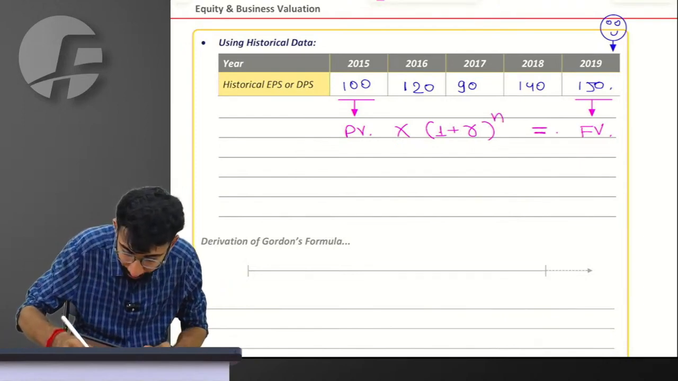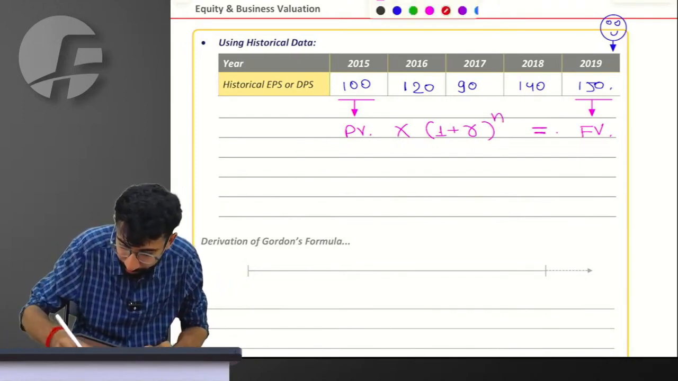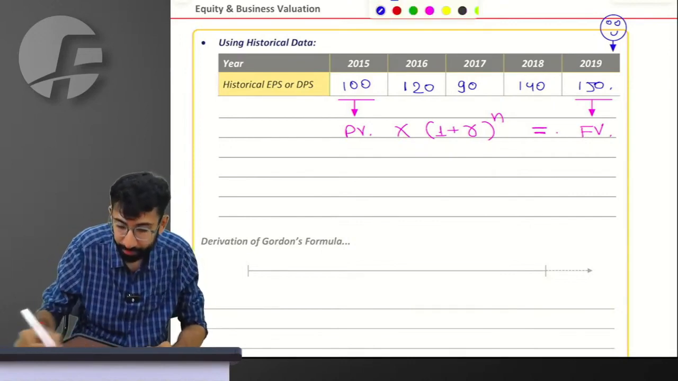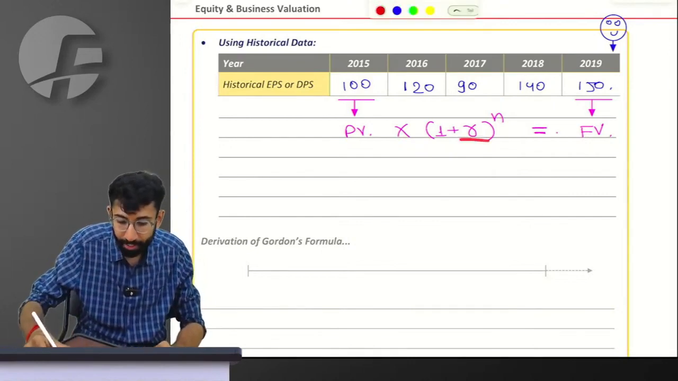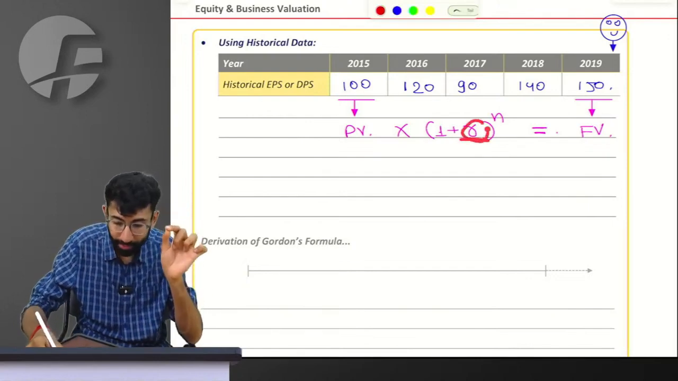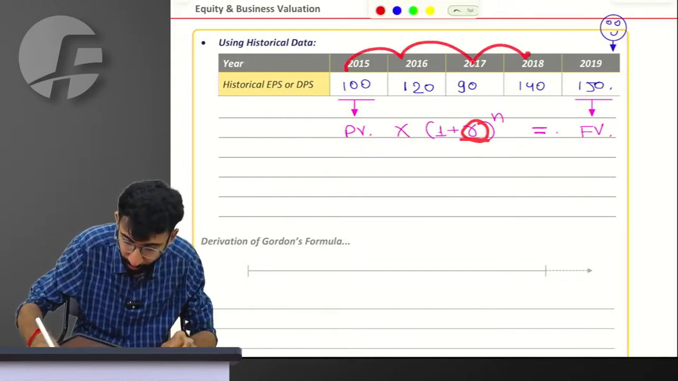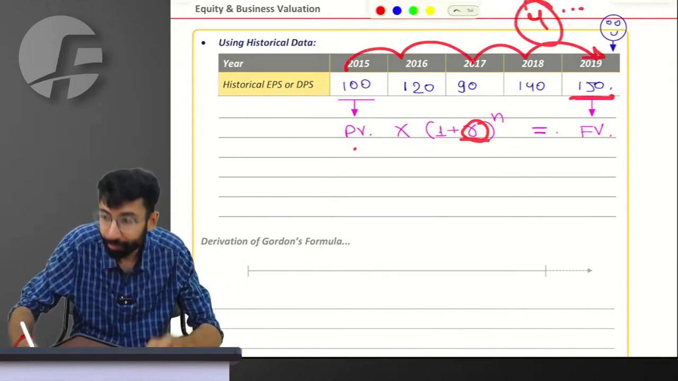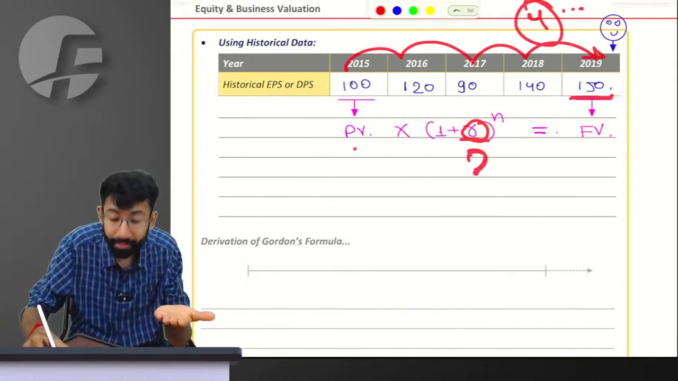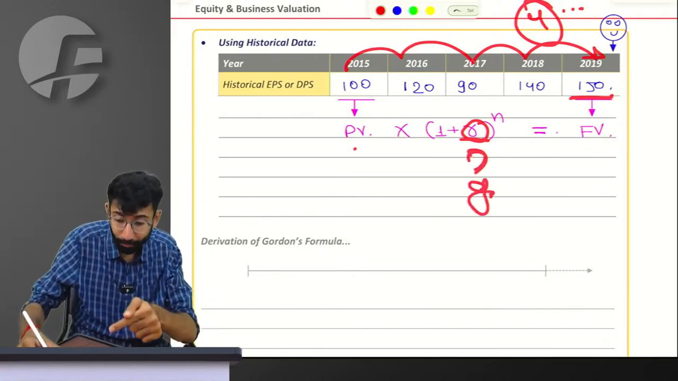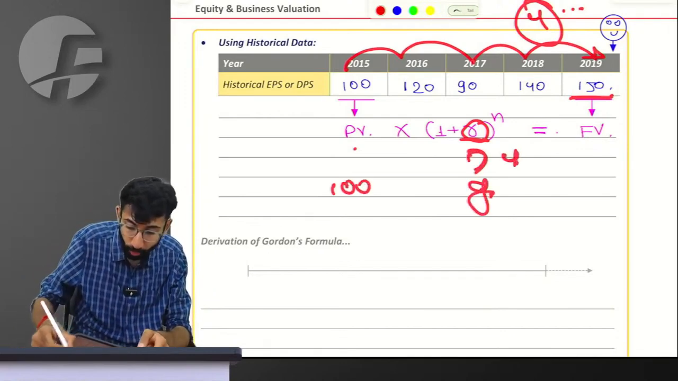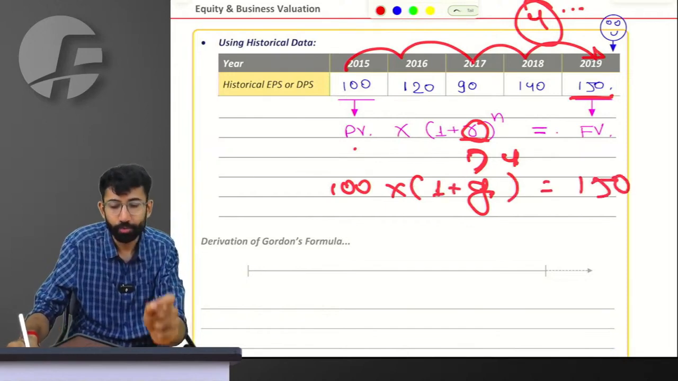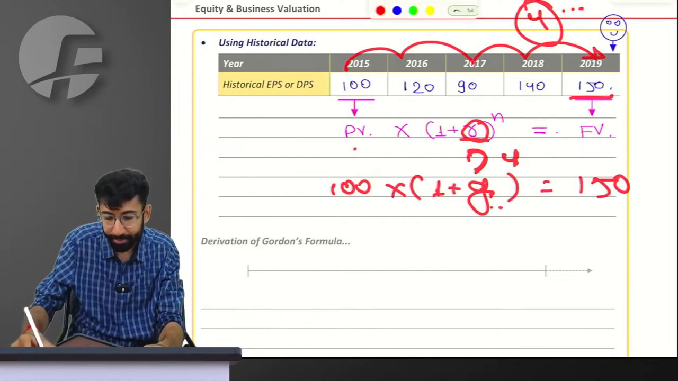Where how much is my n in this case? Sir, what is the rate? What is the rate at which if this 100 grows for a period of 4 years, it will become 150? What is the growth rate at which if this 100 grows for a period of 4 years, it becomes 150? Through this formula, can I back calculate this growth rate?